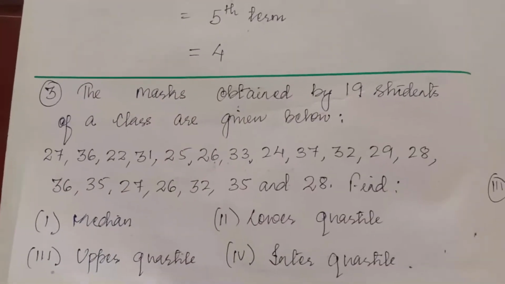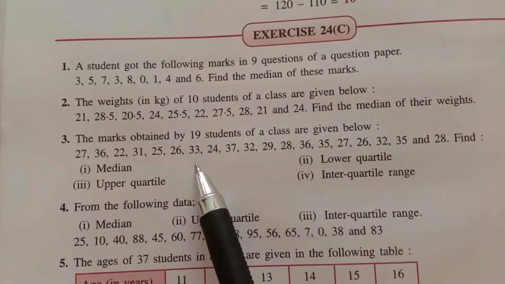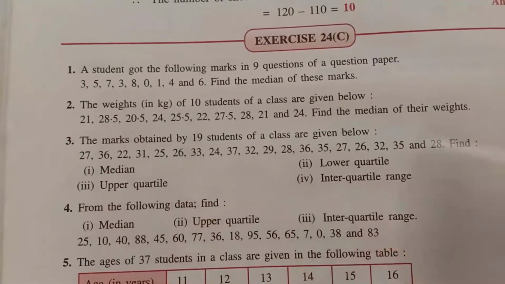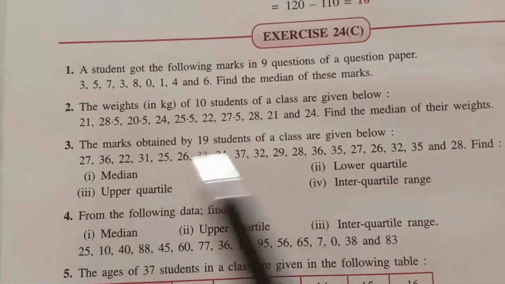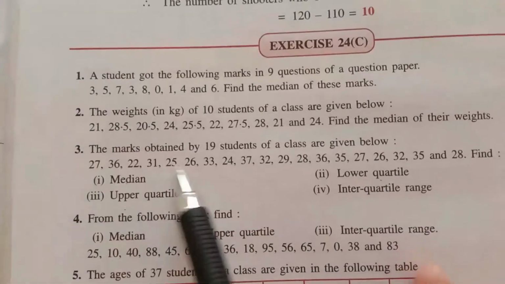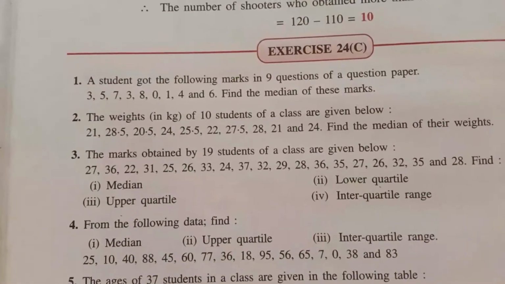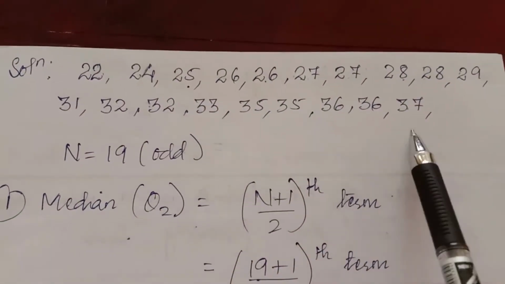Now the next one is number 3. In question number 3, you can find this answer yourself. In this question you have to find the median, lower quartile, upper quartile and interquartile range. First you have to arrange the numbers in ascending order. So here the numbers are arranged in ascending order.